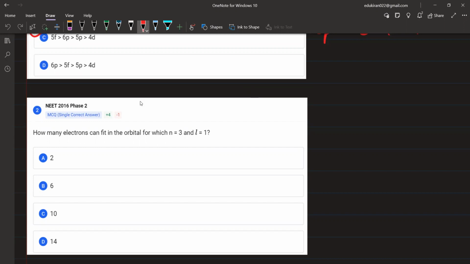They have told you the orbital n is equal to 3 and l is equal to 1. This will be 3 and l is equal to 1. Which subshell will come? So how many electrons will be there in that subshell?